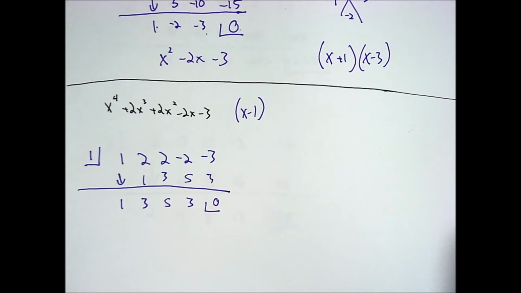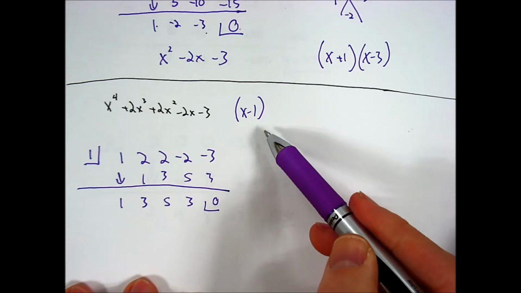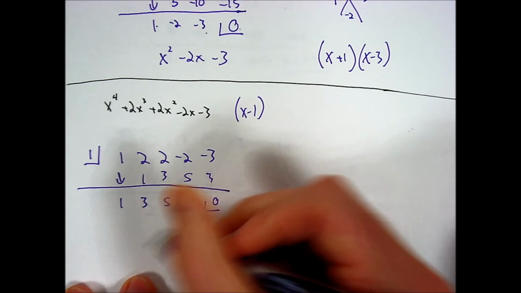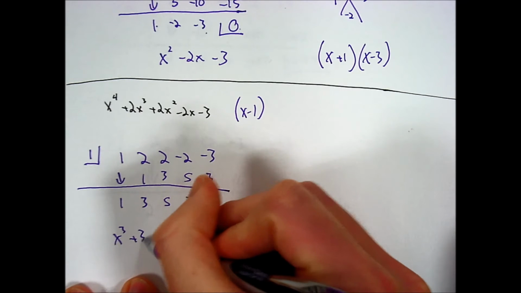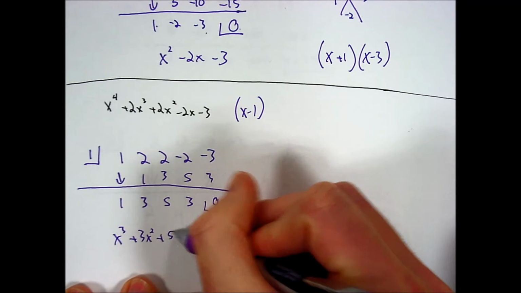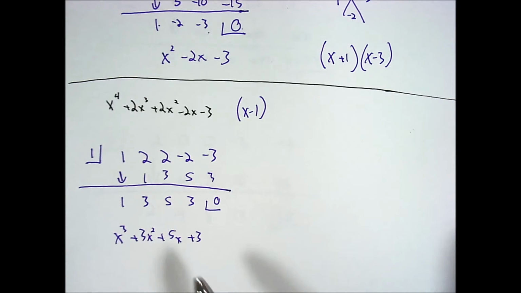Alright? So that's the first factor we had. Okay? So now we have what's left over: x to the third plus 3x squared plus 5x plus 3. So we don't really have a whole lot of easy ways to factor out x to the third.